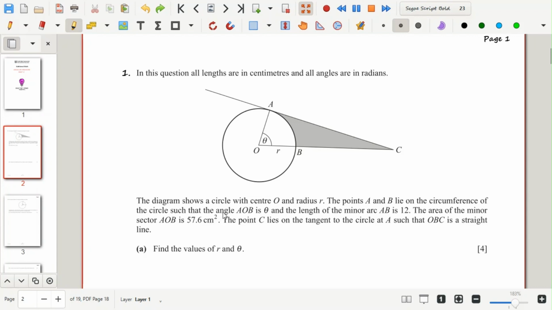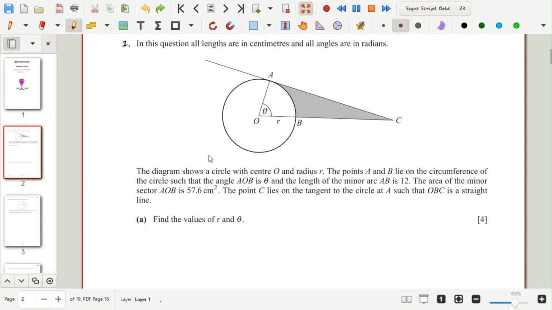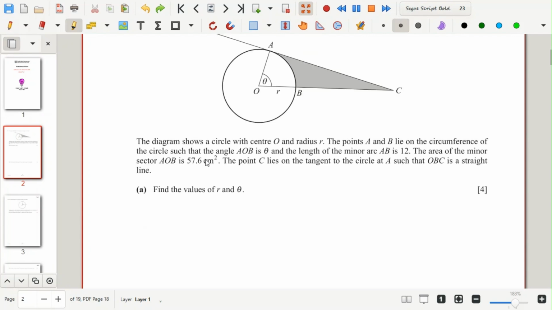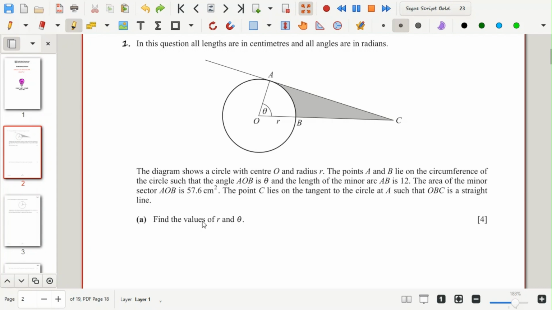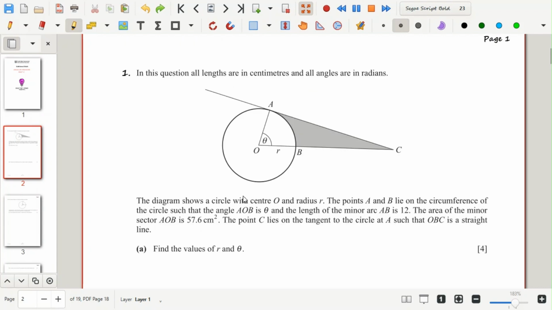I will always advise you to read the question carefully, because sometimes the hint of how to solve the question is buried in the question. So I always encourage students to read the question carefully before they solve. All right, so now let's look at how to find the value of r and theta.